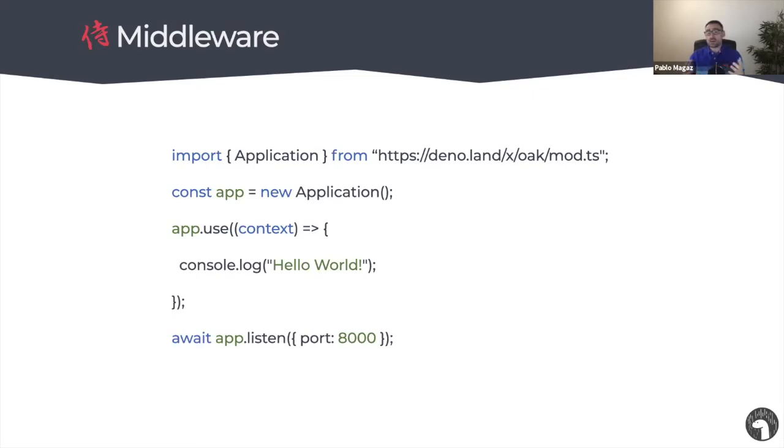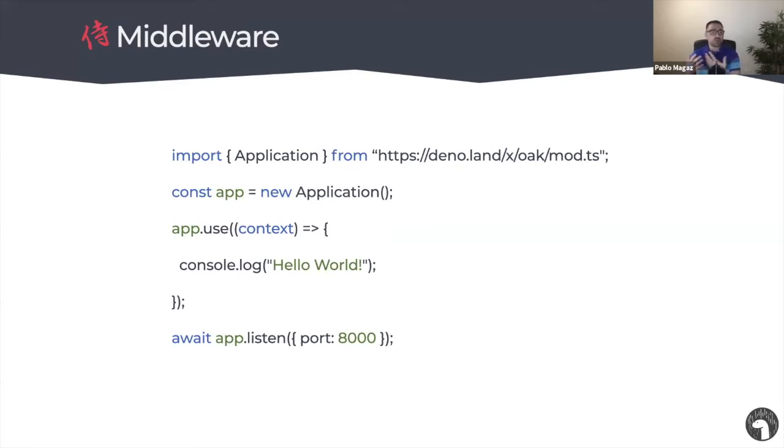And the middleware in Oak is a stack of async functions that will be executed in every request. Creating a middleware in Oak is really simple, and the only thing that we have to do is to pass an async function to the use method of our application, as we can see in the example. We are passing a very simple function that will display the classic hello world on the console in every request.